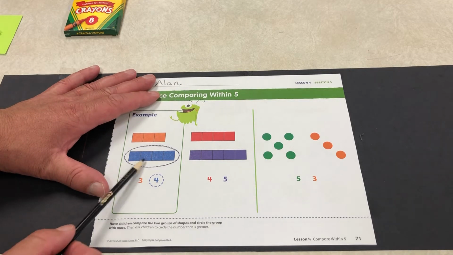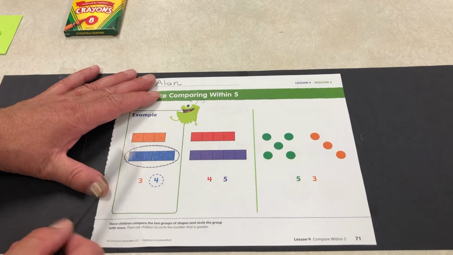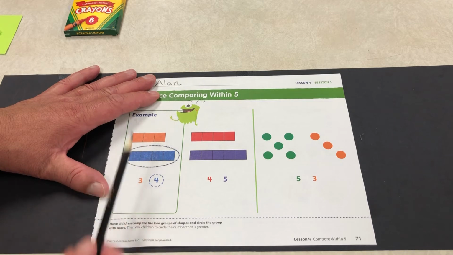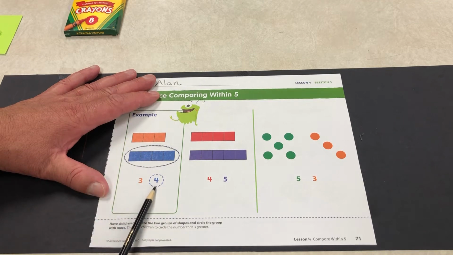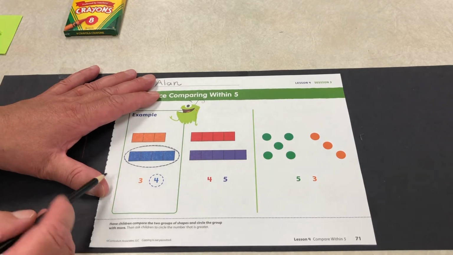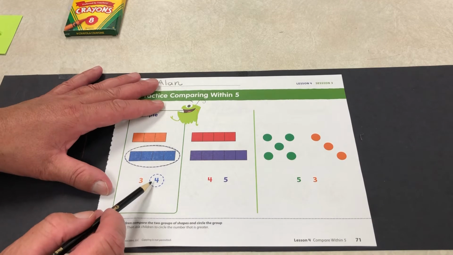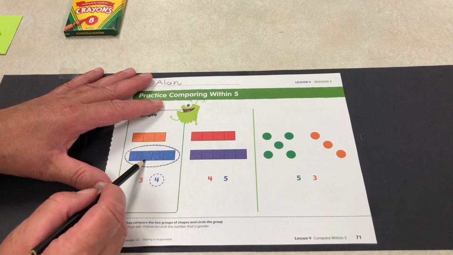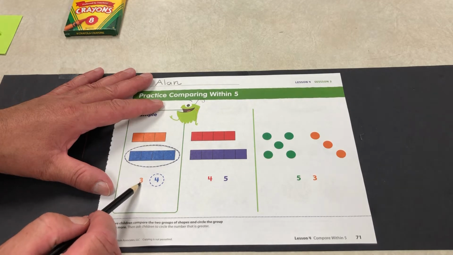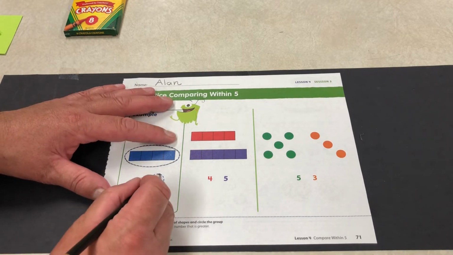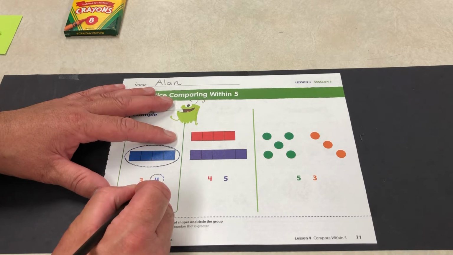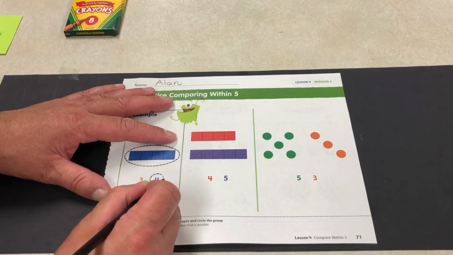Now, we know that the blue had more. What he's wanting to know is which number is more, is larger. Well, we already know that the number 4 is larger than the number 3. 3 has less. Go ahead and circle the number 4.